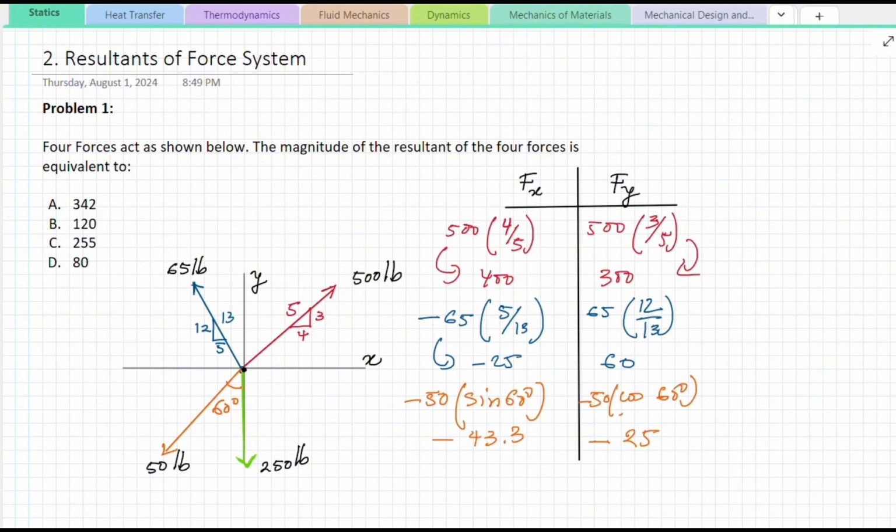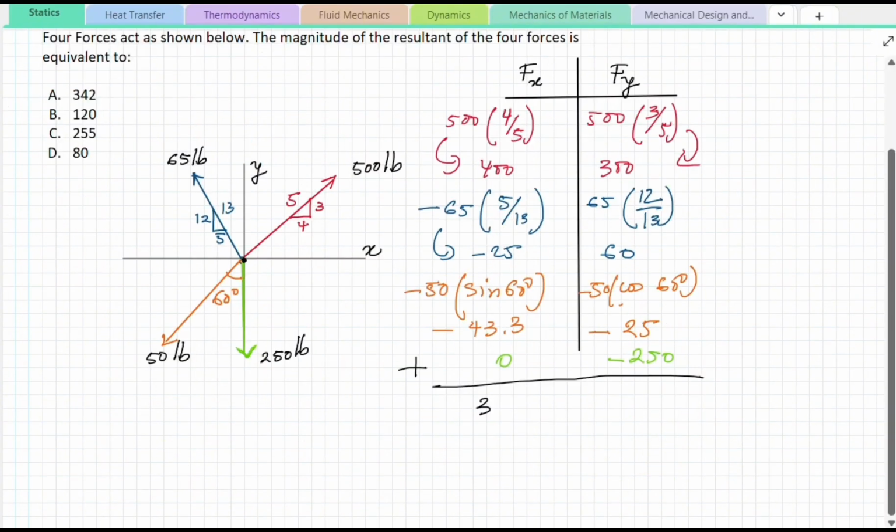Okay, the last force in our system is the 250 pounds, and as we can see right off the bat, the force does not have an x component, so that will be 0 here, and we have a negative force on the y component. Now that we've broken down all our forces, we're going to sum them up. That gives 331.7 on the x side, and for y, 300 plus 60 minus 25 minus 250, which gives us 85.